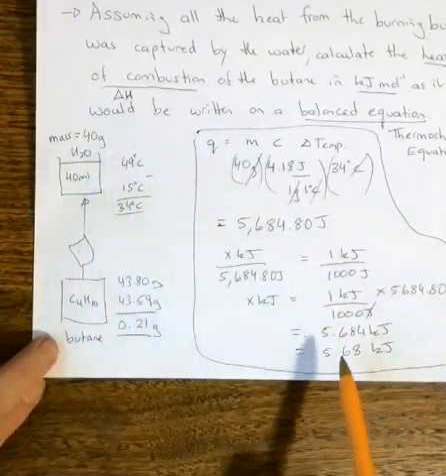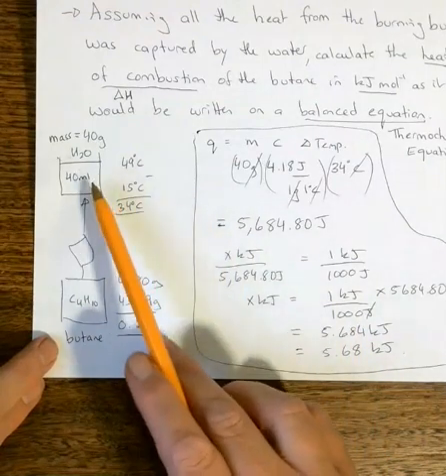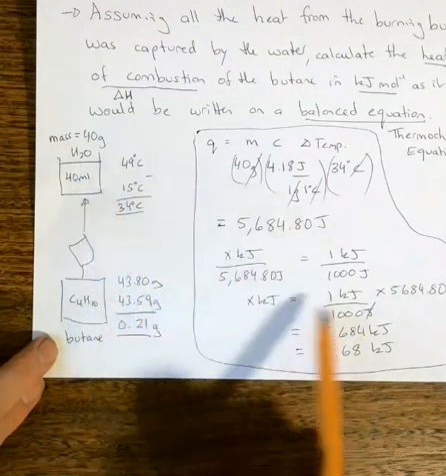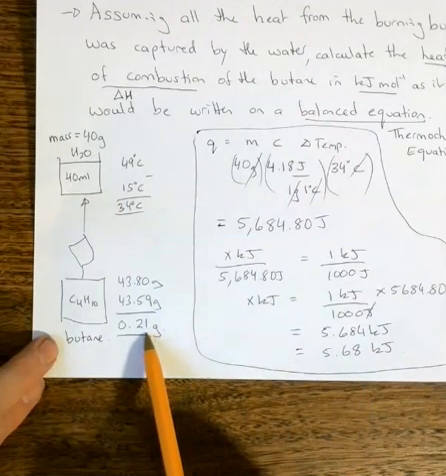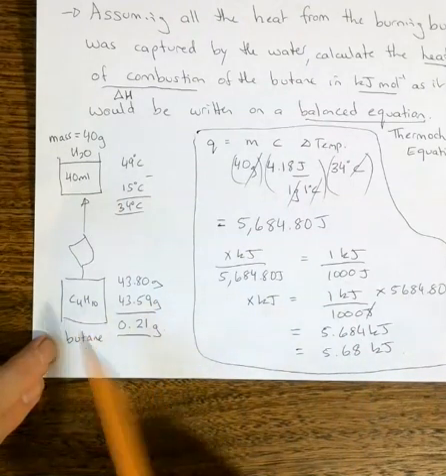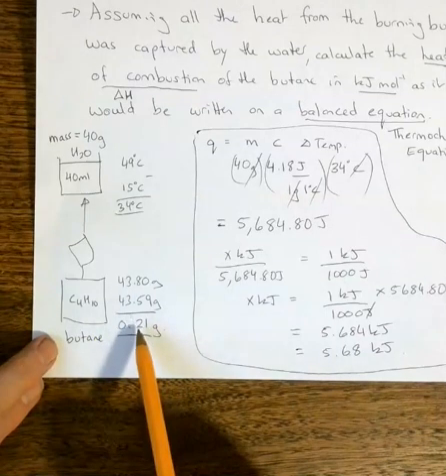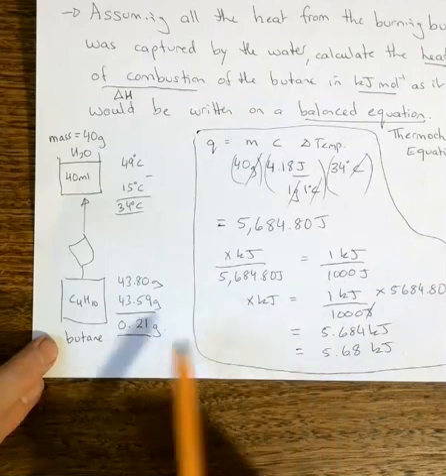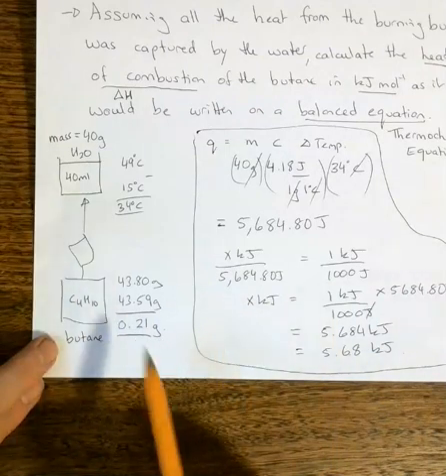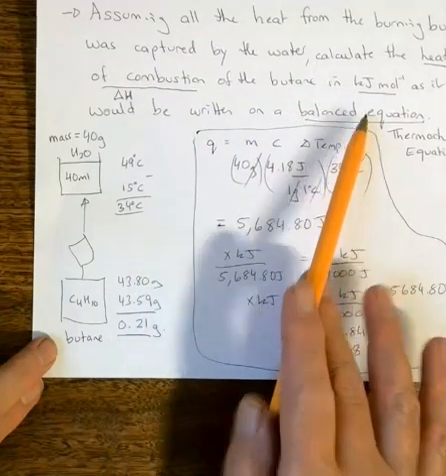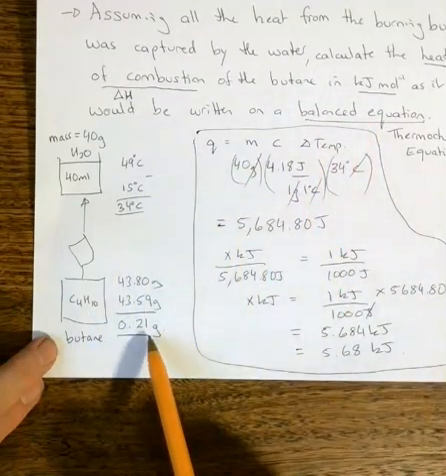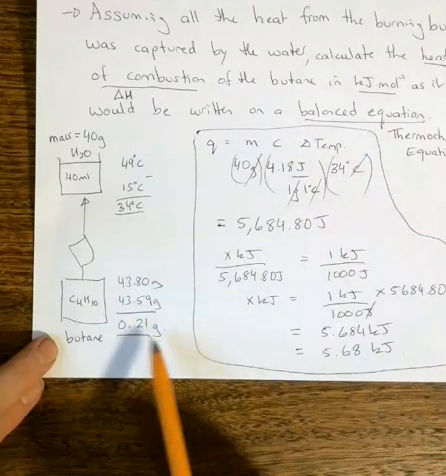So we've got 5.68 kilojoules that's been trapped into here, and this 5.68 kilojoules came from combusting 0.21 grams of butane. So how much would you get if you had a gram? So if we divided this by this, we could get it for 1 gram. But we want to know how much you would get for a mole. So there's various points where you can turn this into moles. So we may as well turn this into moles now.